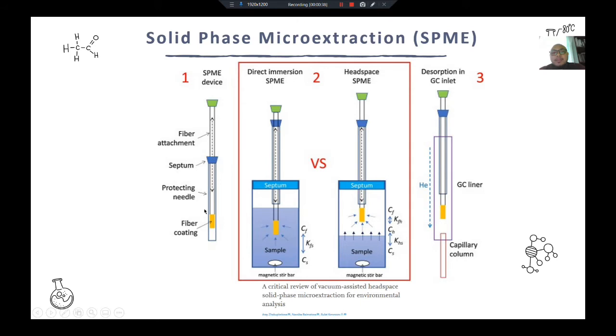So SPME, okay, this is direct immersion versus the headspace. Okay, so it depends on the distribution constant and so on. Okay, and after we extract, we can directly inject into the GC liner. The GC liner means the GC injection inlet, or the GC introduction system, we can inject there. So you don't need solvent, you don't need an elution process. Okay, you can go directly.